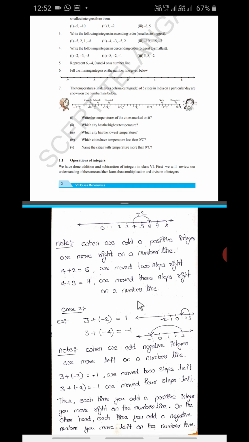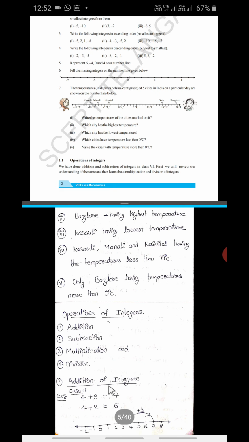Now let us see some more examples with the negative integers. Integers means, what I told, the combination of whole numbers and negative numbers. See, these negative numbers also come under integers. See, I have taken one positive number and one negative number. Here we are doing what kind of operation? We are doing addition of integers.